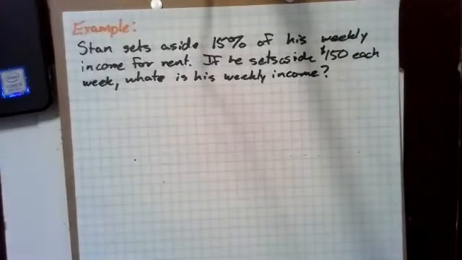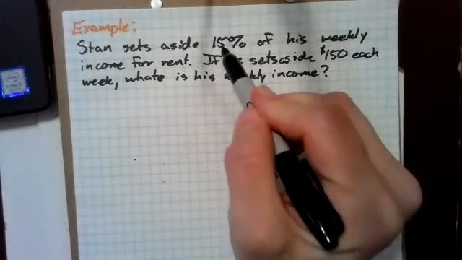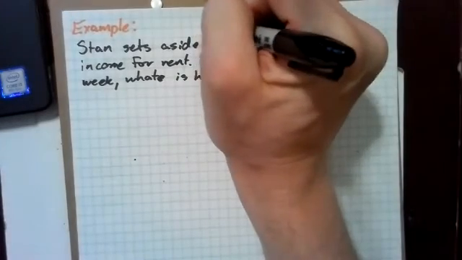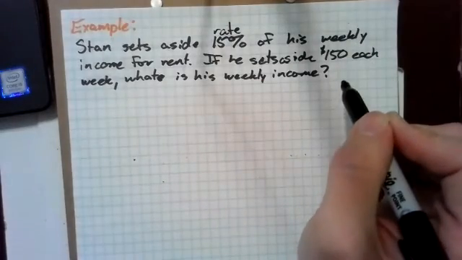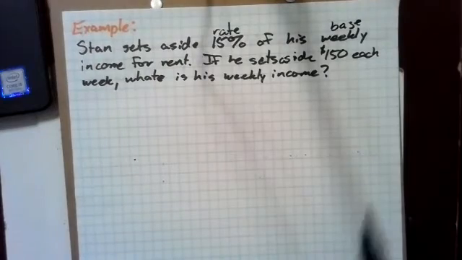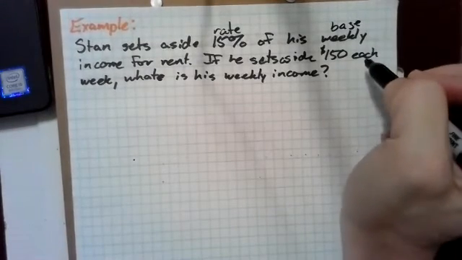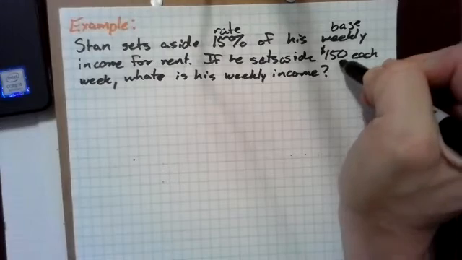Next, Stan sets aside 15% of his weekly income for rent. If he sets aside $150 each week, what is his weekly income? Well, what do we have here? We've got 15%. That's clearly the rate. 15% of his weekly income. That means that the weekly income is the base. And he sets aside $150, which is 15% of his weekly income, so that has to be the portion.